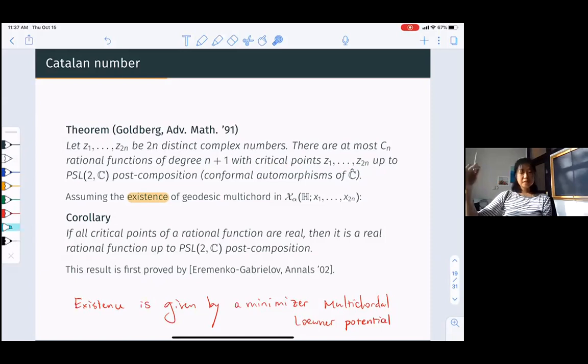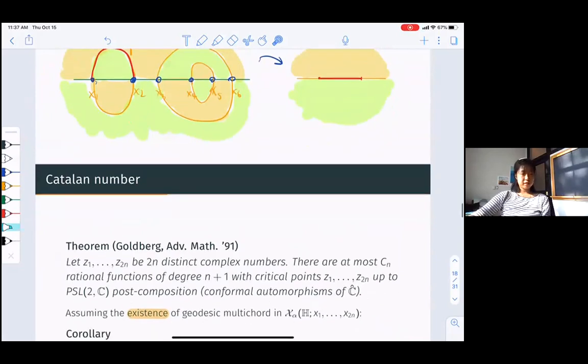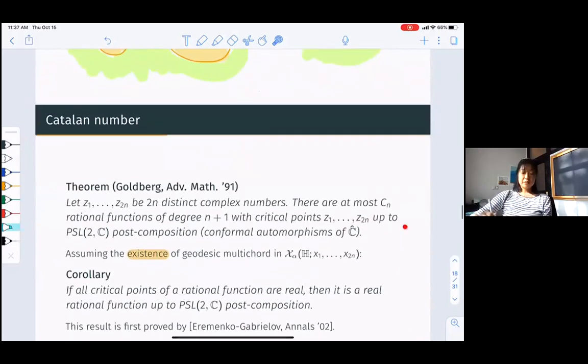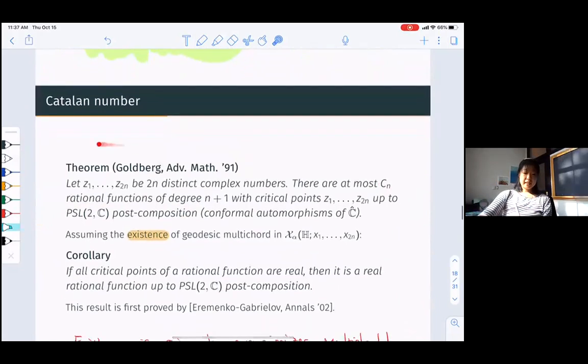So of course we can also post-compose with a PSL2C map, which is a conformal automorphism on the right-hand side, a fractional linear function. It is still a rational function with the same critical points. So one has to mod out by PSL2C post-composition. Right, this is Goldberg's work.